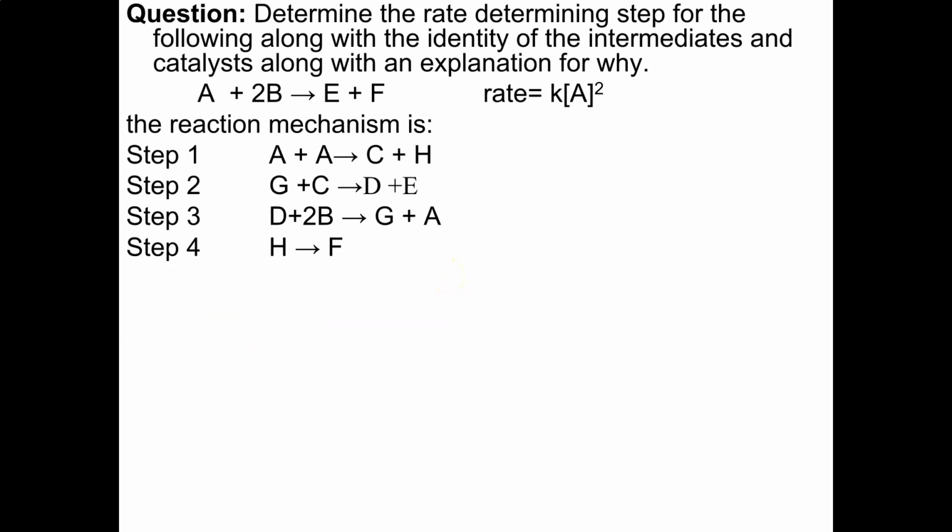All right, determine the rate determining step for the reaction with the identity of the intermediates and catalysts along with an explanation. So the thing about this is your rate law. Whether they give it to you or you calculate it doesn't really matter. But what you want is whichever of these steps has the exact same rate law. That is going to be considered your slowest step. The slowest step is always going to have the same rate law as the overall reaction. So if we go through this, the first one's rate is going to equal K squared. Well, this is already my slow step. I don't need to go any further. I'm going to go through it just to show you how to do the rate laws.